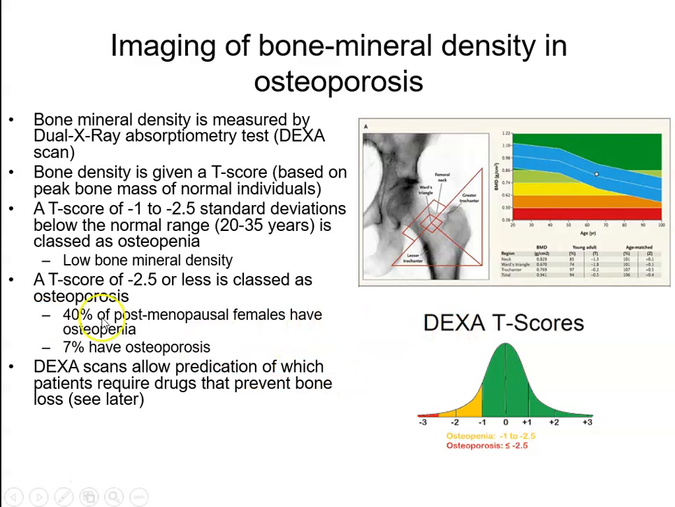So it's nice to catch patients who are in the osteopenic range, where we can actually increase the bone mineral density before they then start having fractures. And then if we can identify the osteoporotic patients, we can give drugs that will prevent further bone loss.